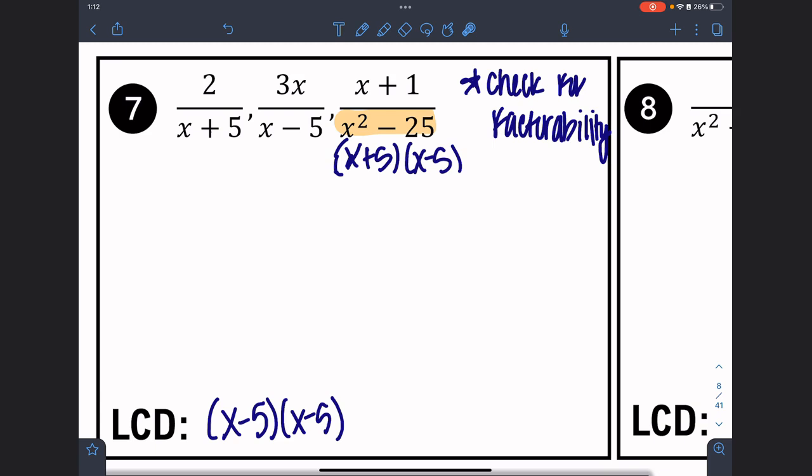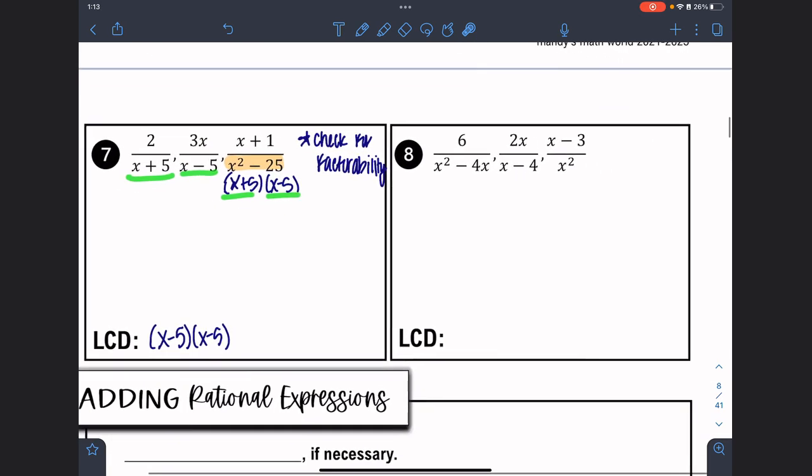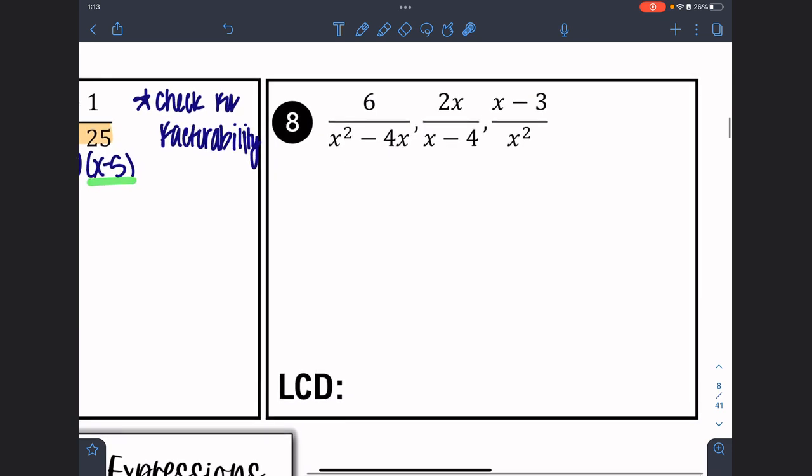Again, you can think about it: at most, how many times do I see these groups appearing together? Once, right? Once. Okay, so then we can look at this next one, and we want to do the same thing. We want to factor.